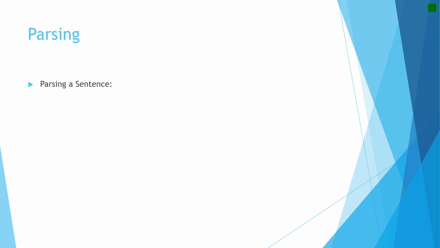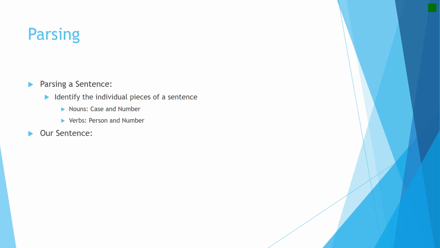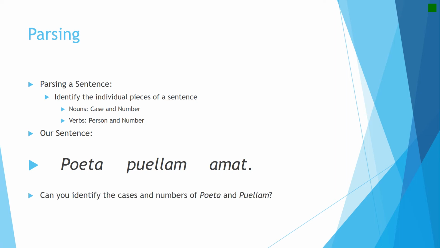Before we can begin translating, however, we must conduct a process called parsing. Parsing a sentence means identifying each noun and verb, breaking it down into its case or person, and number. With that in mind, can you identify the cases and numbers of the 2 nouns in the sentence? How about the person and number of the verb? Pause the video and peek back at the noun and verb charts if needed.